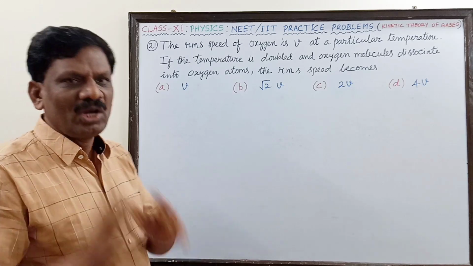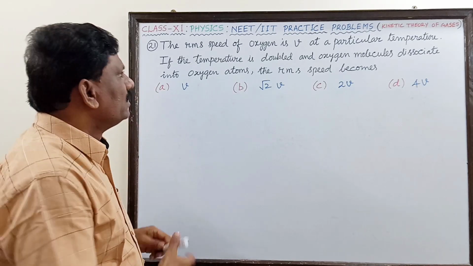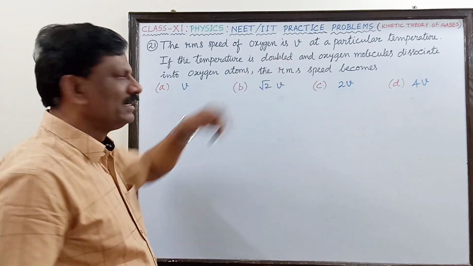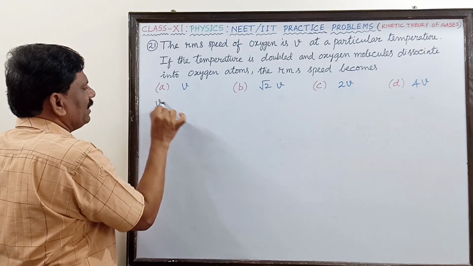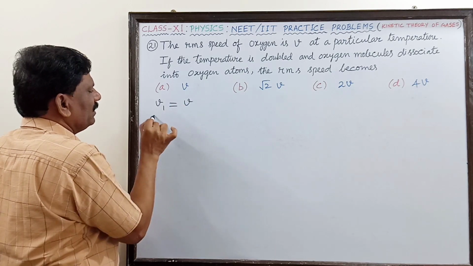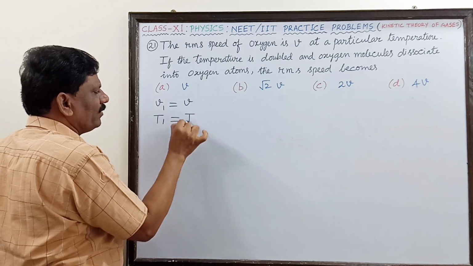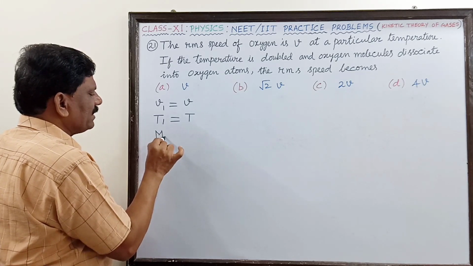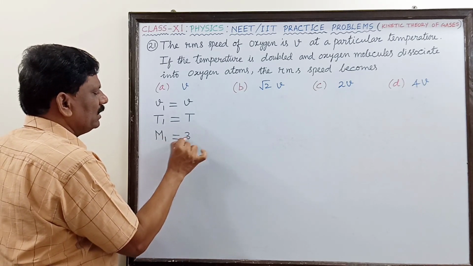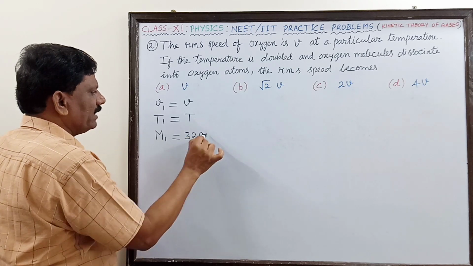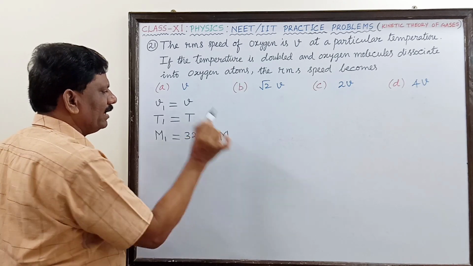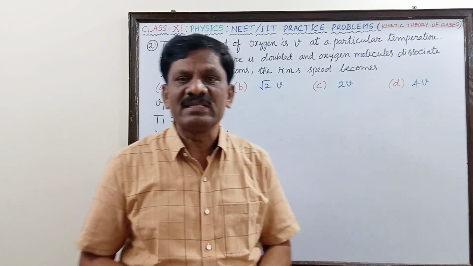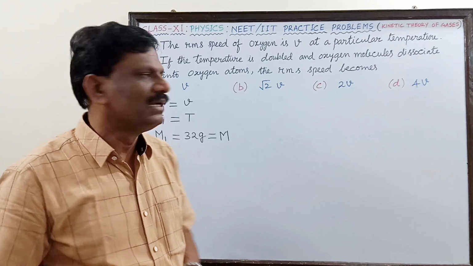Now here some clues are given. Initially the RMS velocity is V, is it not? So V1 is equal to V. At that time the temperature was equal to T, let us take, and the molar mass M1 is equal to 32 gram. So that is taken as capital M, because oxygen is in the molecular state before heating.